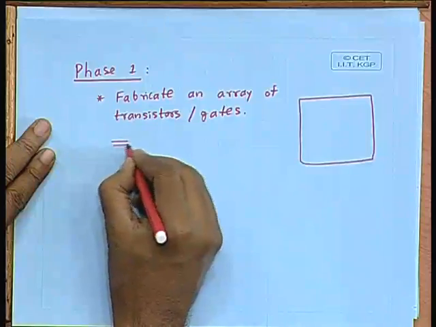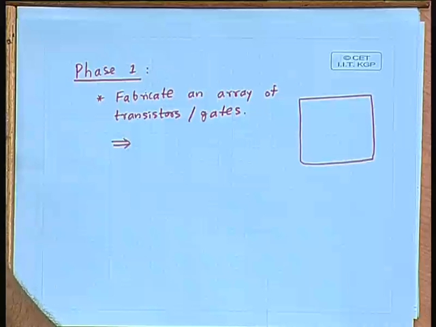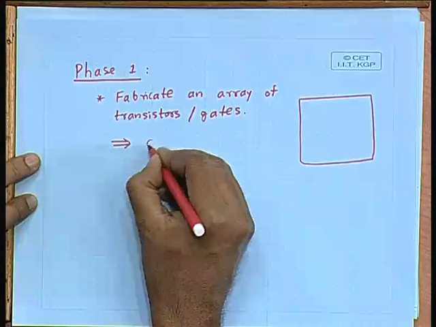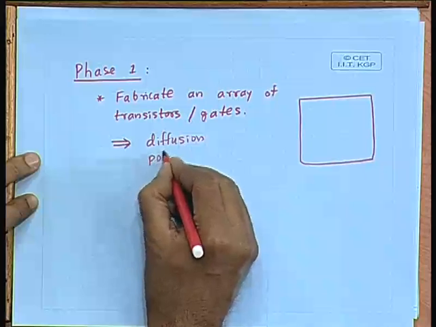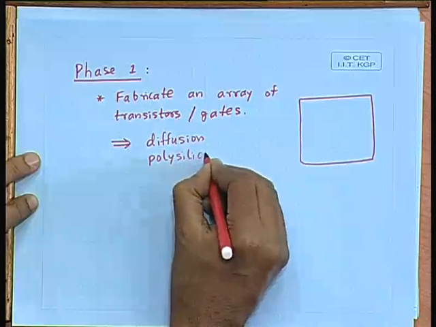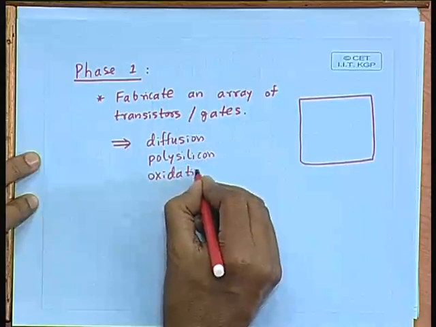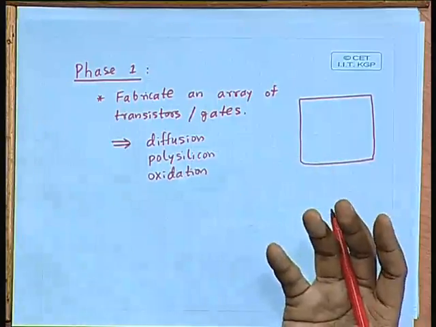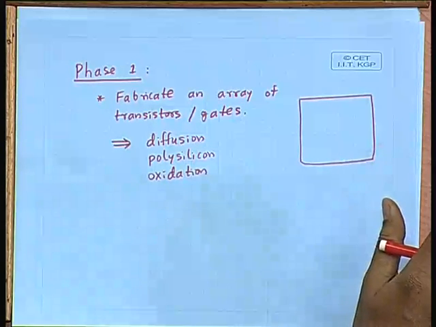So, in order to do that you have to go through all these steps of oxidation, polysilicon, diffusion, polysilicon. So, diffusion layers, polysilicon layers, oxidation layers, all these steps of fabrication are already done, and you manufacture thousands of such wafers which contain millions of transistors or gates on them.